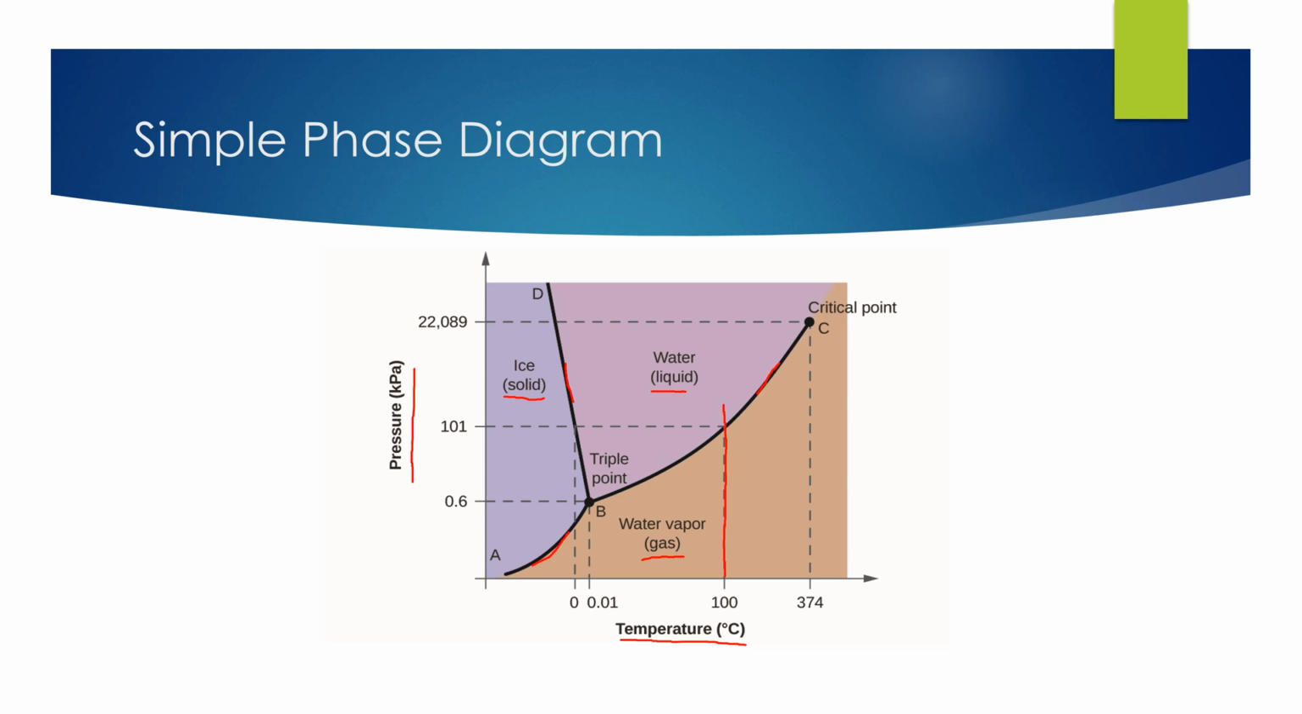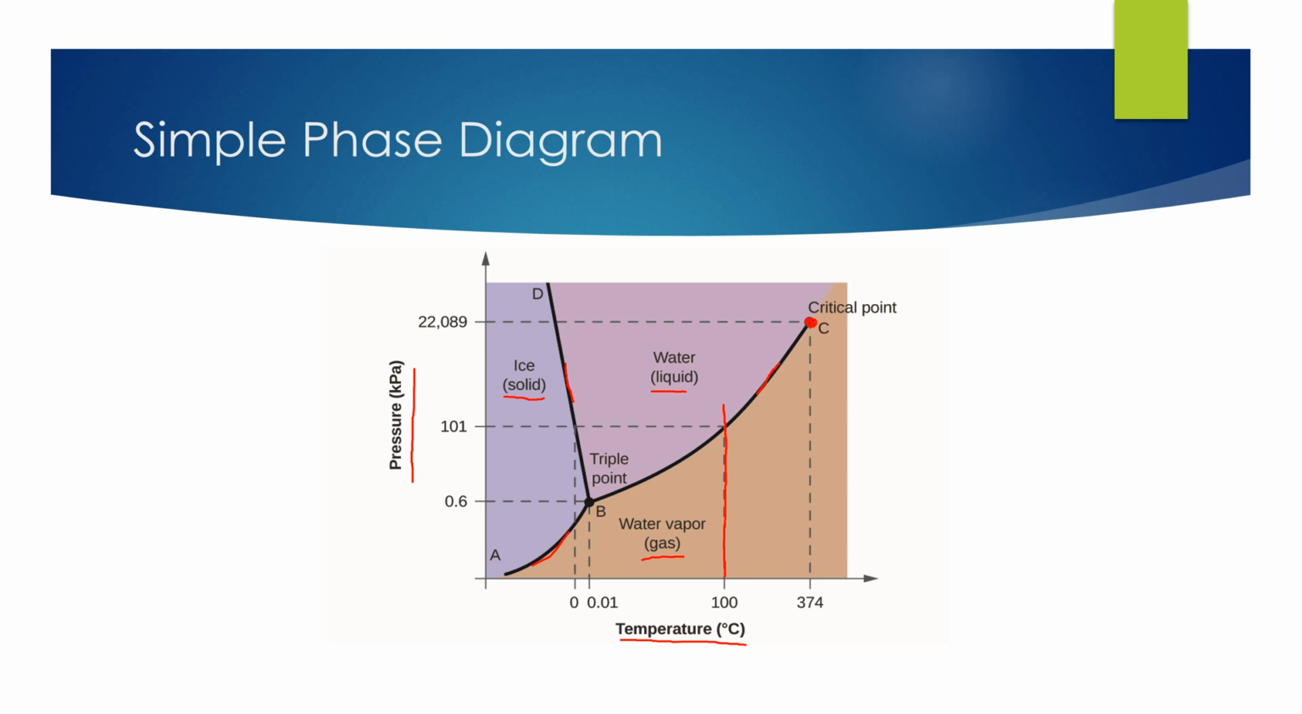You'll also notice there are two interesting points on the graph. If we look up at the top right, we have the critical point, and past this point, once we go past 374 degrees Celsius and 22,089 kilopascals, we reach what's known as a supercritical fluid. And it's hard to say if it's a liquid or a gas. It's an indeterminate state, and these can get pretty tricky, but we won't have any of those present in our binary-eutectic systems that we'll talk about next.